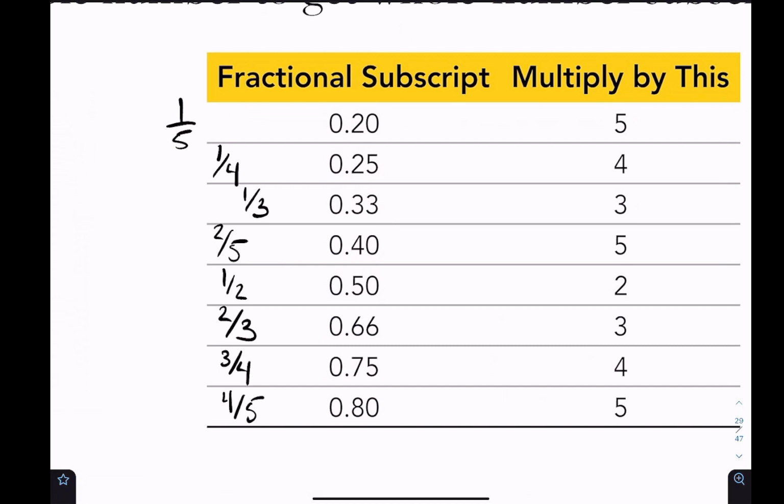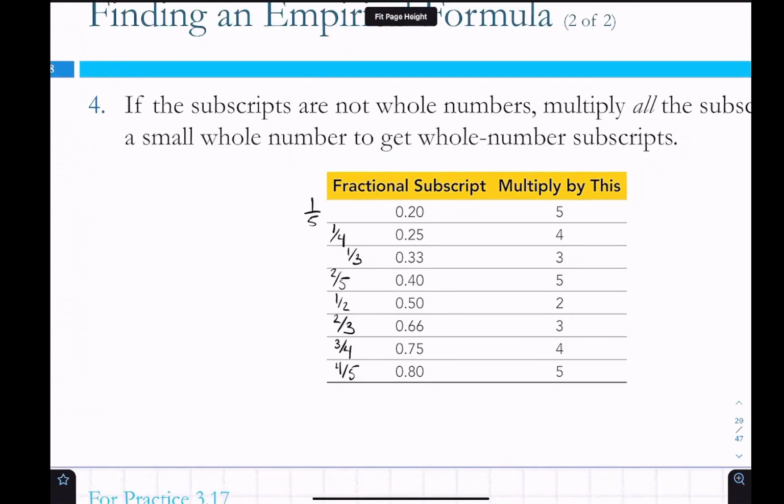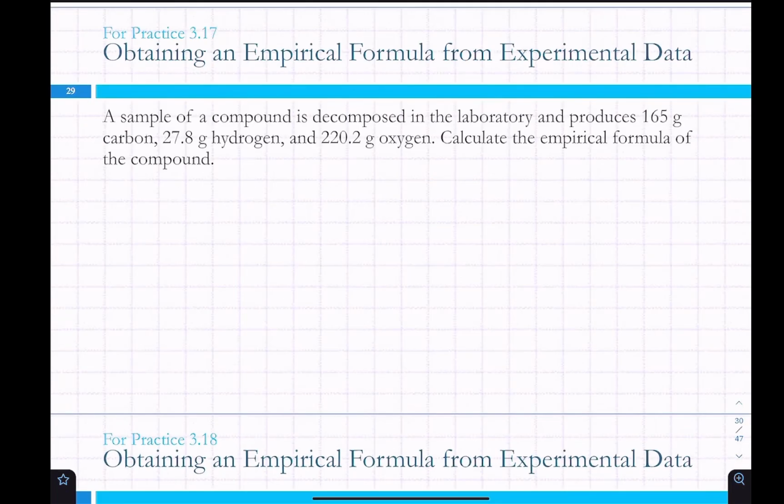Sometimes, if you could remember these, and sometimes your calculator, depending on the calculator you have, will convert between fractions and decimals. Might be able to give you an idea here, but that can get a little bit dicey depending on how exact the number is. So if a sample of a compound is decomposed in the laboratory, produces 165 grams of carbon, 27.8 grams of hydrogen, and 220.2 grams of oxygen, calculate the empirical formula of the compound.